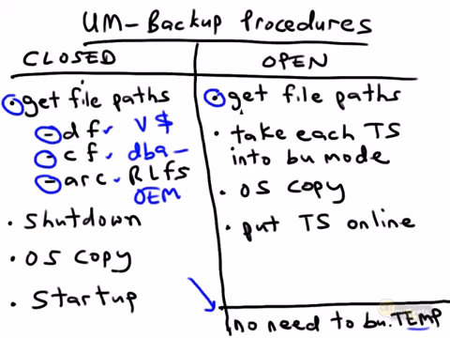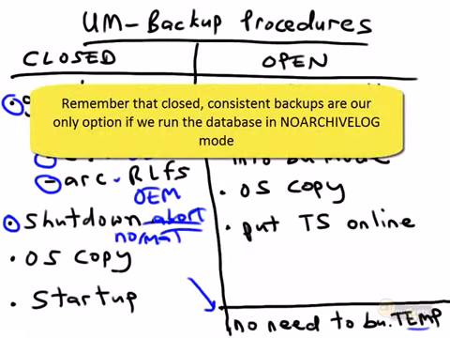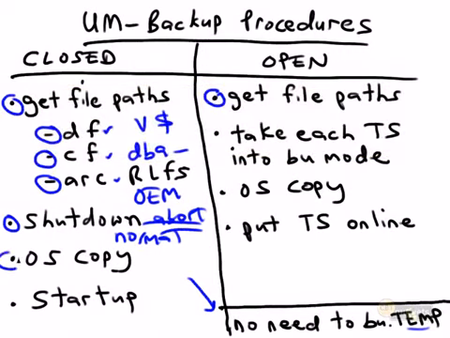Now, the next step is going to be dependent upon whether we're doing closed or open backups. If we're doing closed, we're going to do a shutdown. We're not going to do a shutdown abort. We want to do a shutdown normal to make sure we have consistency, right? Once and only once that completes, we can then use our operating system commands to do file copies, just simple source and destination copies of those files. Remember, this is user-managed backup after all. Once those files have been copied off, we can issue the startup command, bring the database online, and you're done.